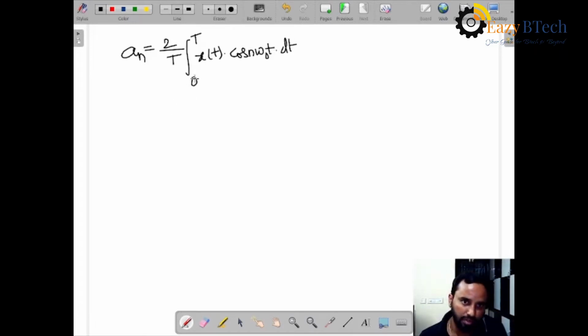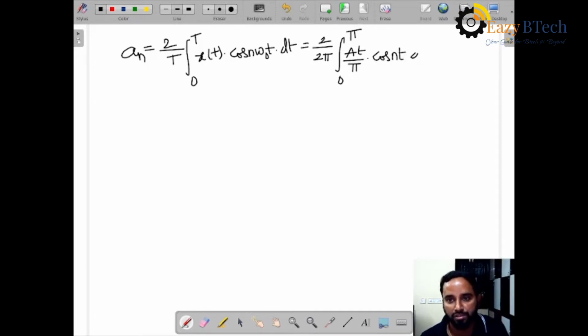I told you already, here T is 2 pi, so the integration is 0 to 2 pi, but our x of t is available only from 0 to pi. From pi to 2 pi, x of t will be 0. So the integral limits are 0 to pi only. At by pi is x of t, into cos n, and omega naught is 1, so dt.